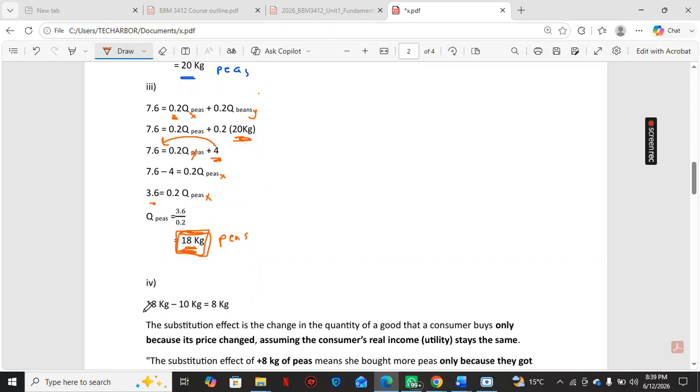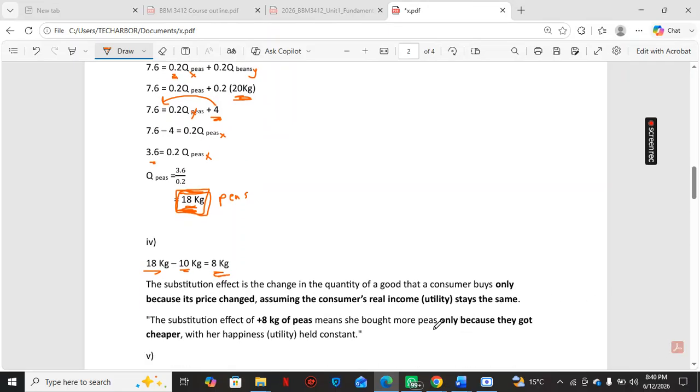So you're going to say 18 kg minus 10 kg. That gives us 8 kg. Because of the drop in the price of peas, we're able to buy more peas. That is the substitution effect. The substitution effect works in two ways. If the price went up, we would have bought less peas and bought another good.